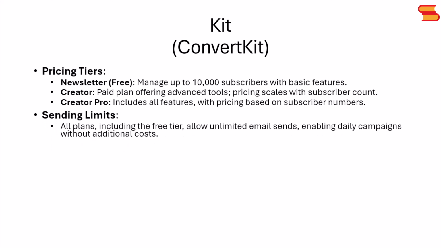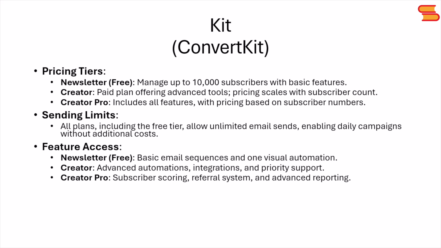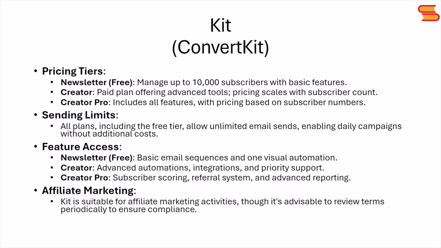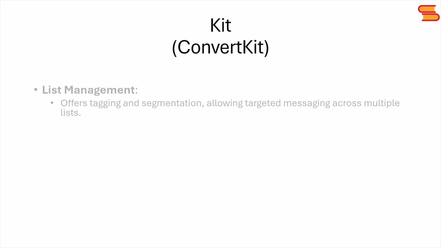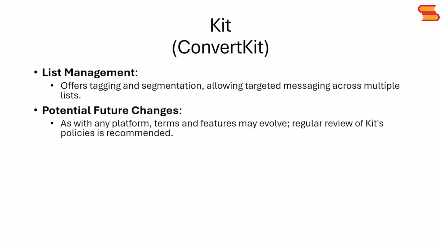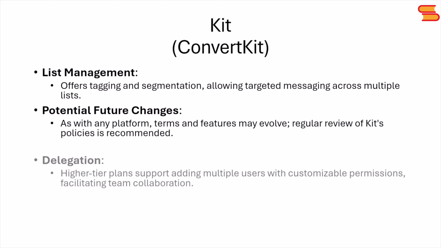Kit allows for unlimited email sends without additional costs. Features will give specific access based on your subscriber level, and ConvertKit is considered to be appropriate for affiliate marketing. And as is the case with all autoresponders, you are going to want to make sure that your definition of affiliate marketing meets theirs. Kit does offer tagging and segmentation. That means you can target your messages across multiple lists. And because email sending is unlimited, you will want to watch to determine if ConvertKit moves toward metered email sending.